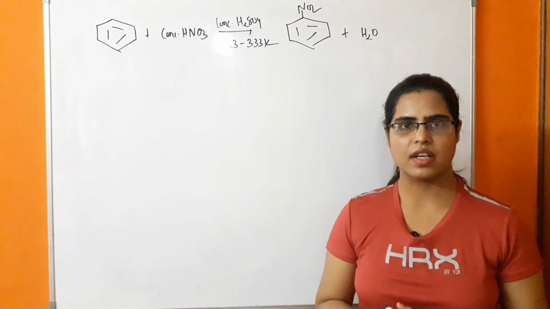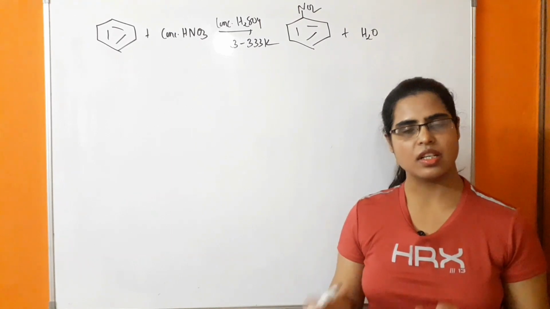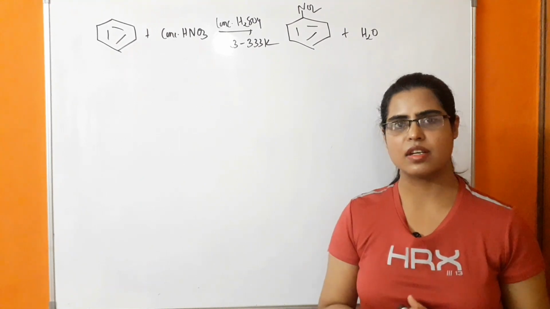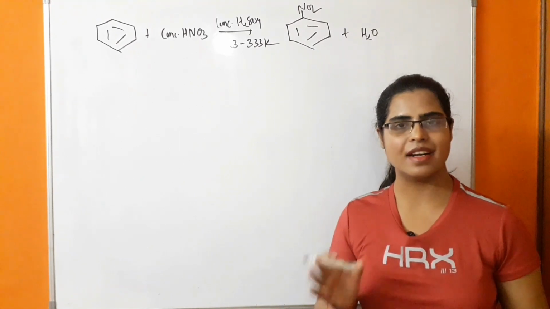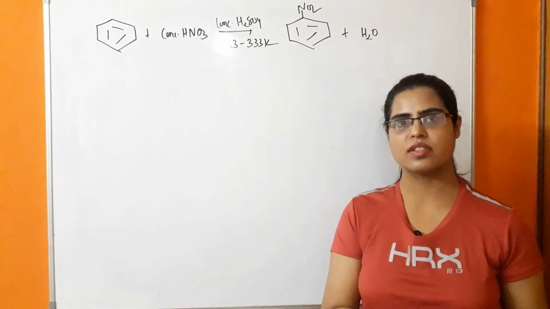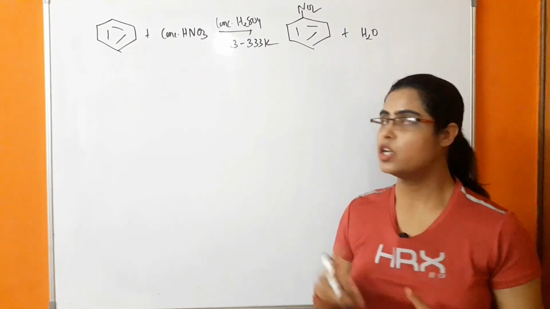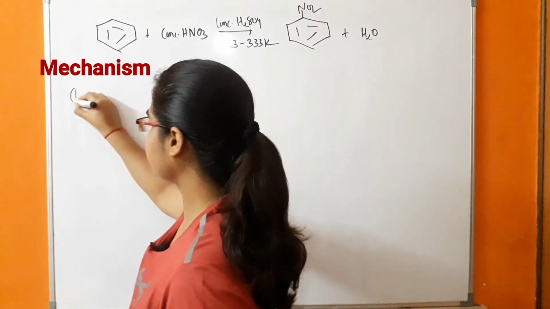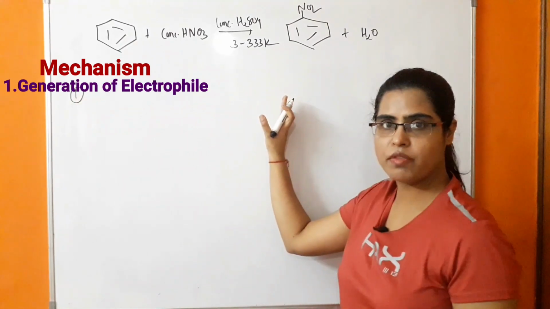So the mechanism of this reaction is just similar to the halogenation. In this case also, there will first be generation of the electrophile, the second step will be formation of carbocation, that is, the sigma complex, and in the third step there will be removal of proton. So let's see how the mechanism is taking place. So first, there is generation of the electrophile.